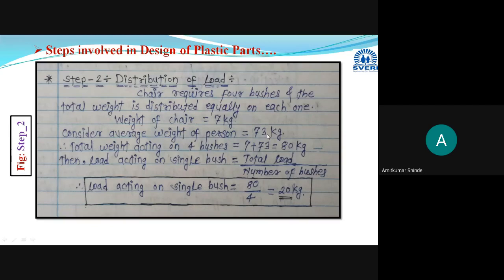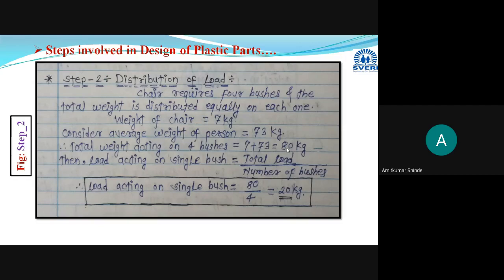You can go for any value within the range 60 to 80 kg, depending on the weight of the chair, so that the calculations become easy. For that purpose only, I have considered 73 kg. After adding the weight of the chair, it becomes 80. This total of 80 kg, the weight of the chair and the weight of the person, is the total weight acting on the four bushes, and the load will be equally distributed.